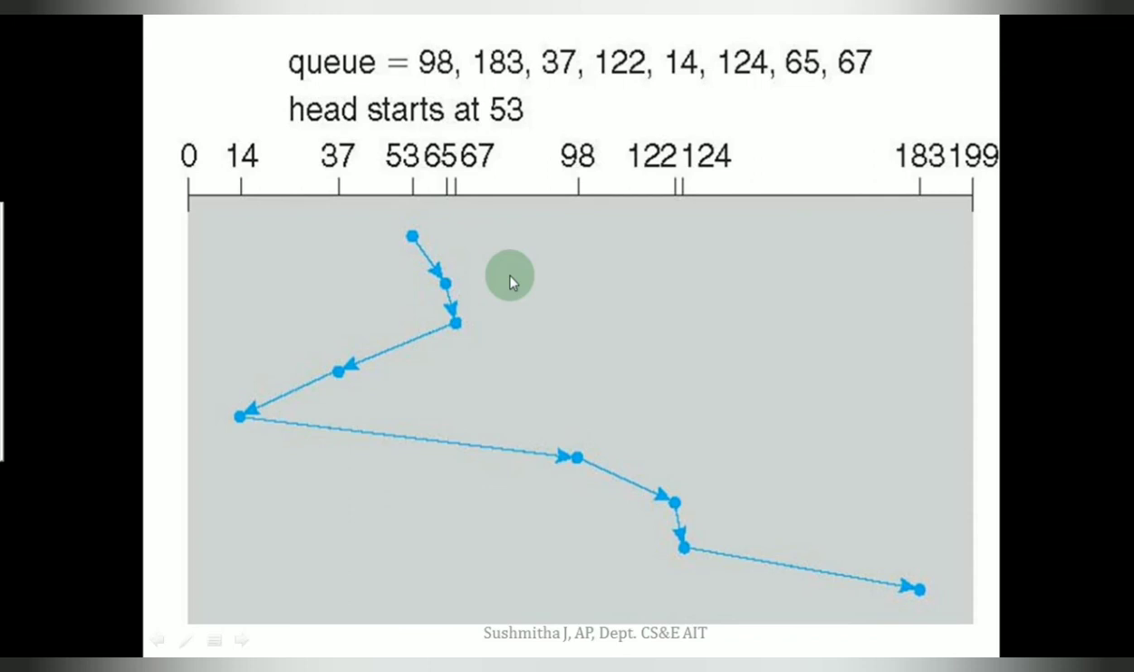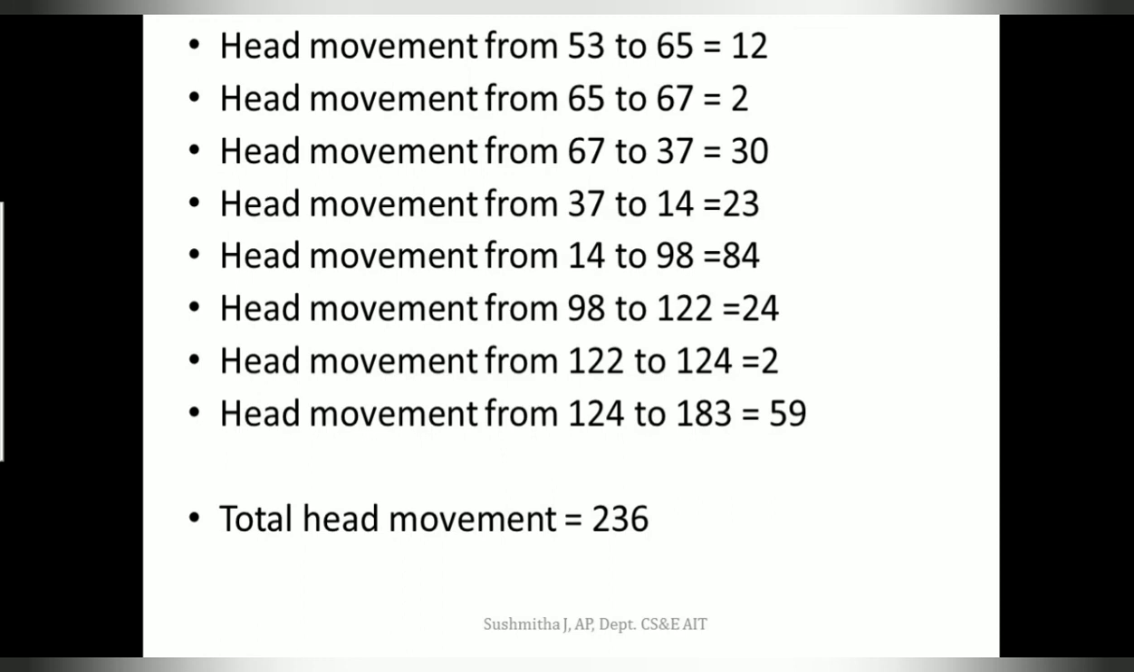So for the same example, if we calculate the head movement of each request, the total head movement is 236. Previously, for the same queue, the total head movement was 640, which is very high compared to this. And the advantage, definitely, is that it is much faster compared to the previous example.